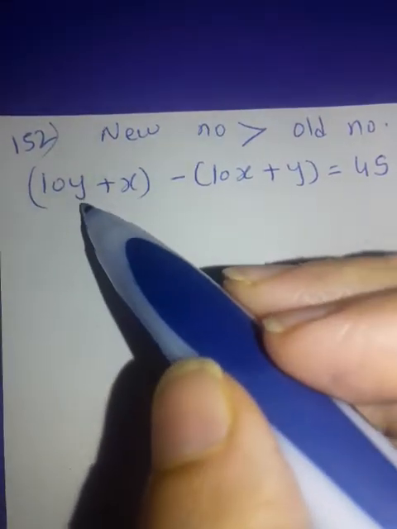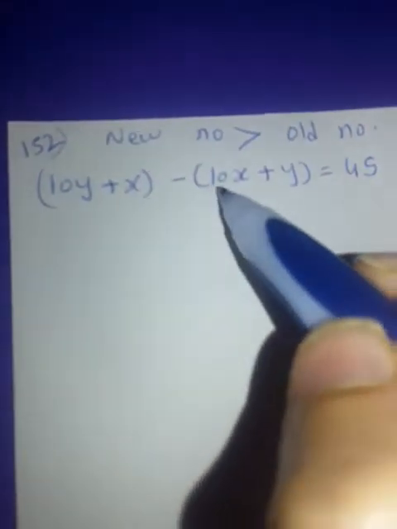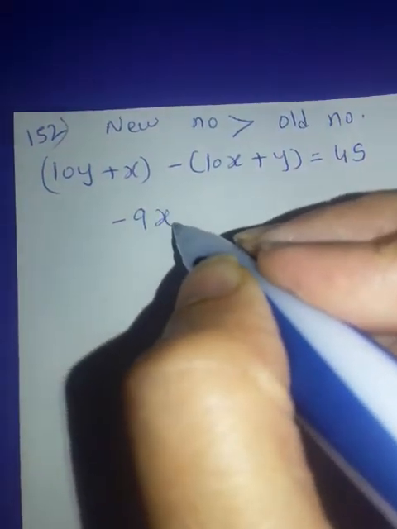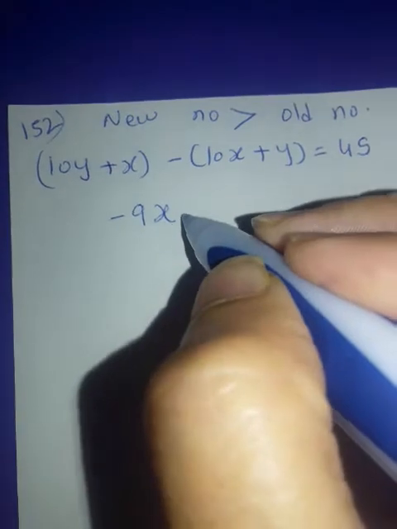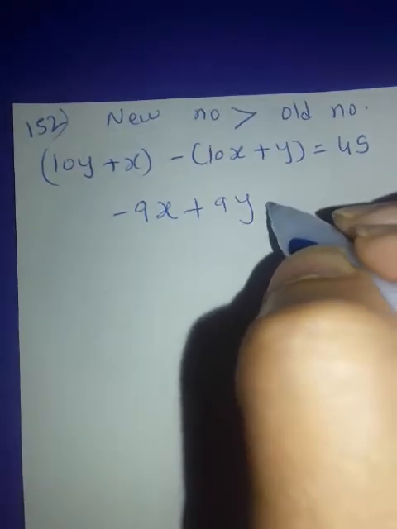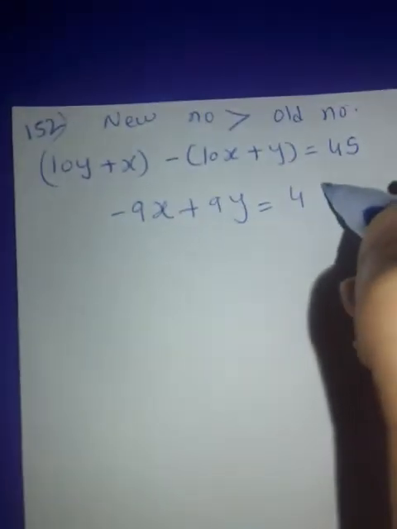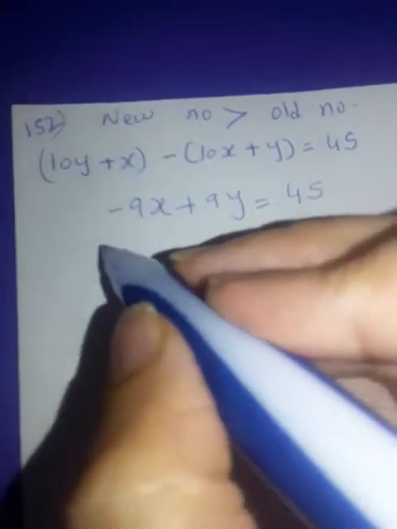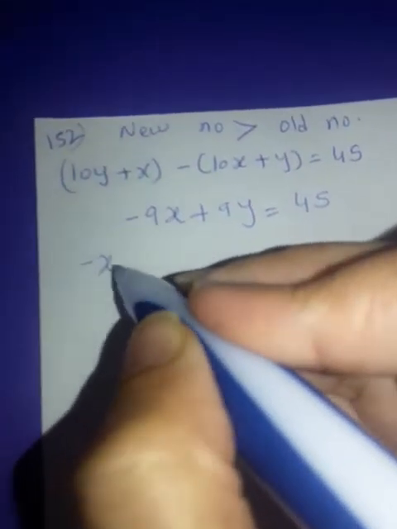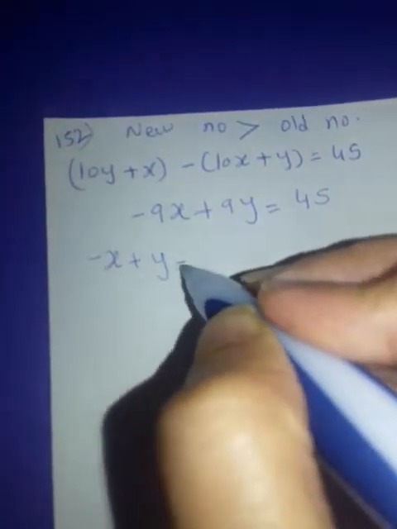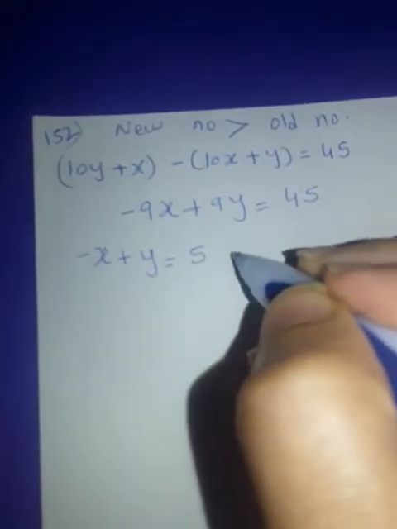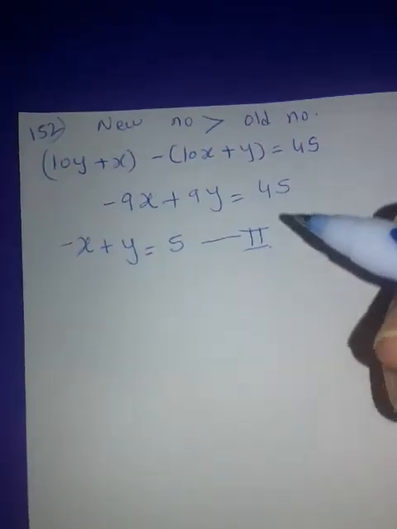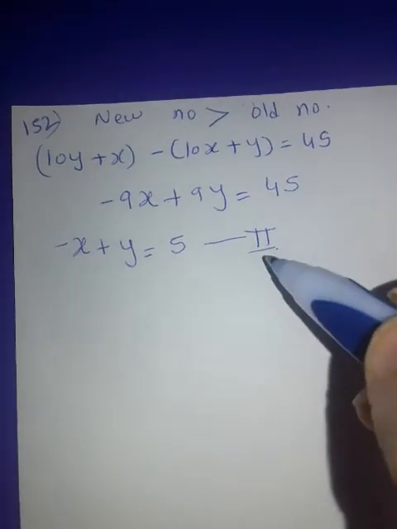So when I open the bracket, x minus 10x is minus 9x, 10y minus y is plus 9y, is equal to 45. If I divide the whole equation by 9, I will get minus x plus y is equal to 5. Let me call it equation number 2.